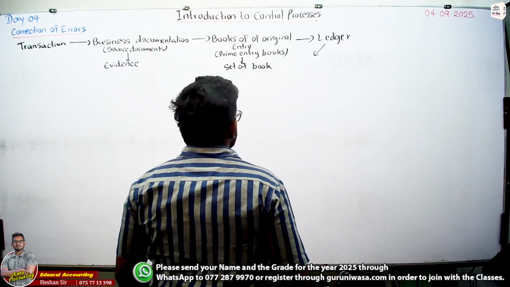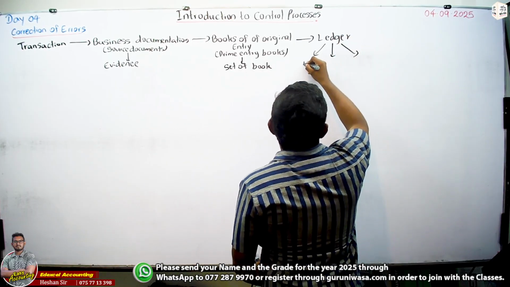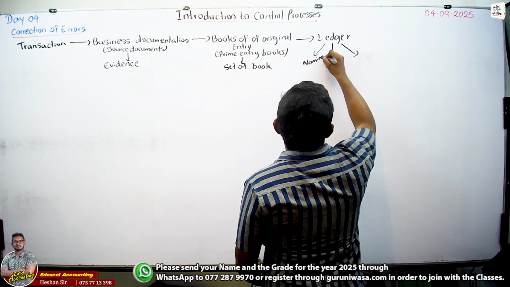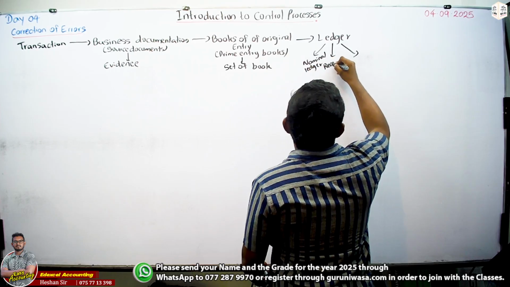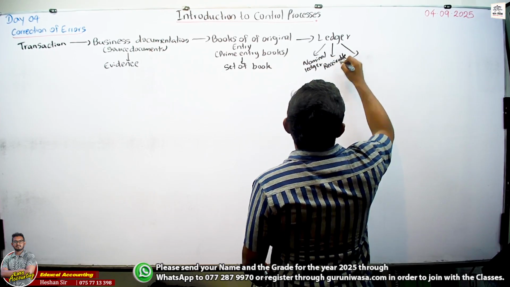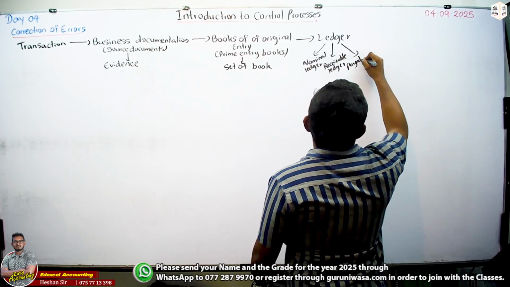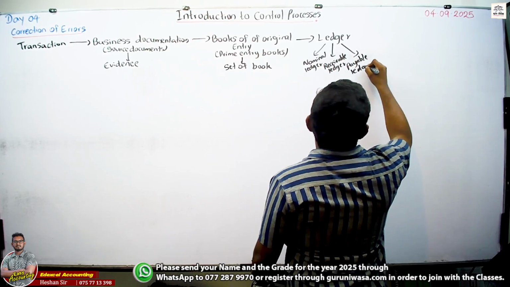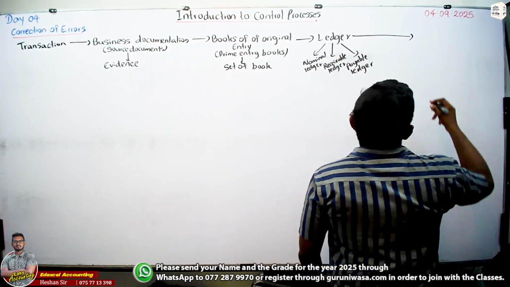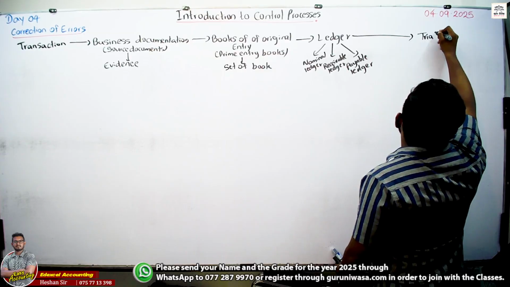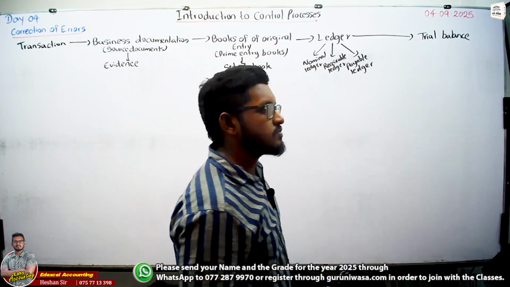Some books of original entry perform the dual function. So up to now, we discussed the nominal ledger, receivable ledger, and payable ledger, right? So after balancing the ledger, we prepare the trial balance, with the accounting process we studied up to now.